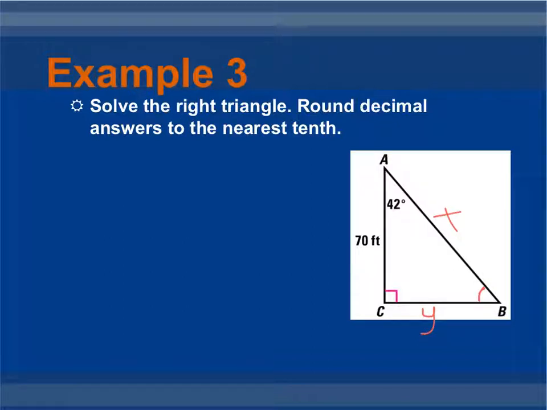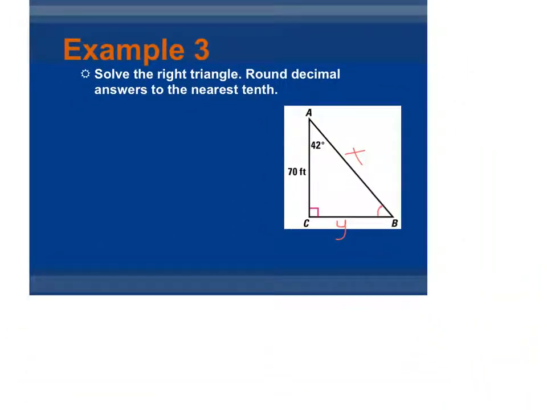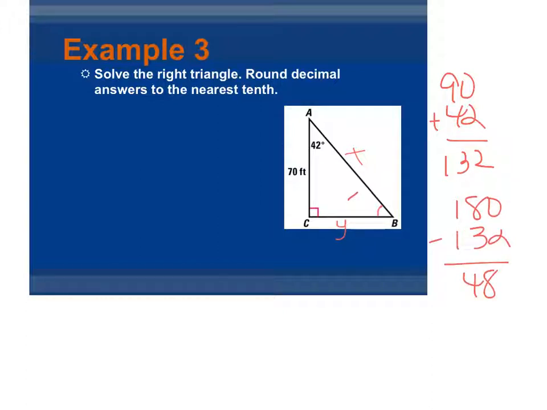What would be the easiest piece to find? The angle. The angle. How can I find that? 90 plus 42 minus 1. Okay, so I know that the three angles add up to be 180. I already have two of them. Add them, 132. Subtract that from 180, and I get 48. Also remember that these two angles here, A and B, are also complements. So I could just do 90 minus 42. Yes?